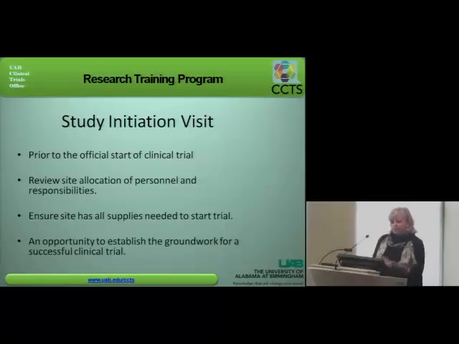A lot of times at this study initiation visit, I use this visit to ask my monitors, what are sites doing, or successful sites doing, to recruit patients?